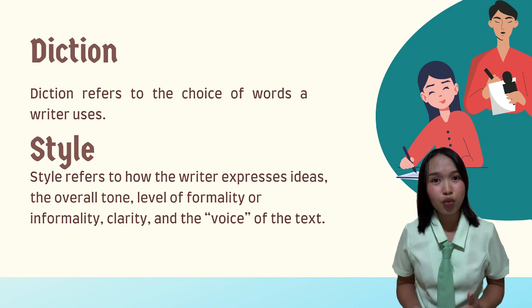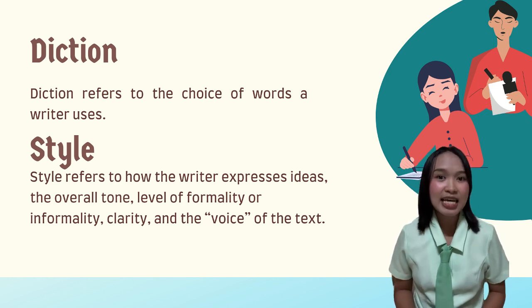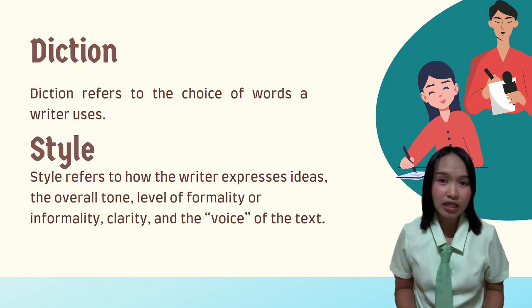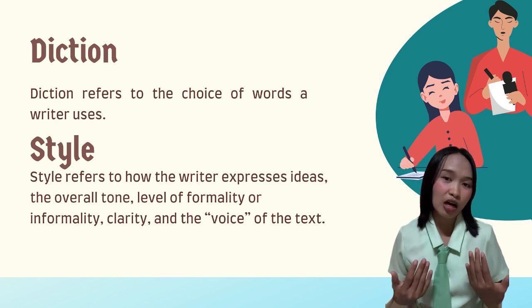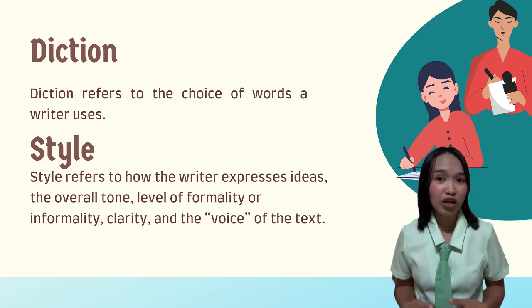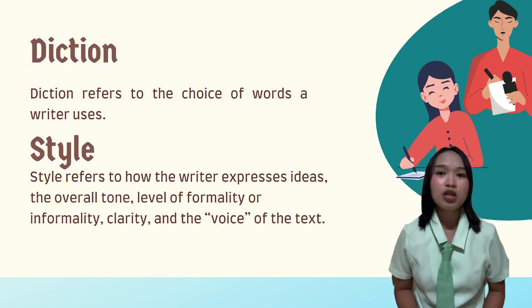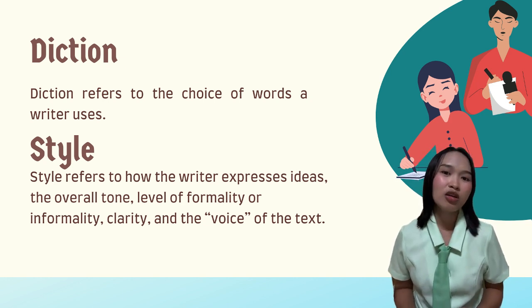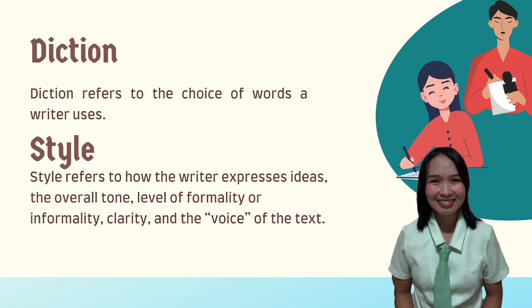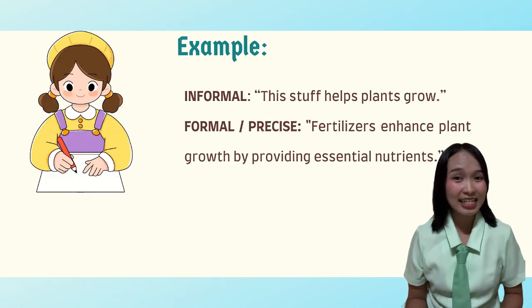Informational texts aim to inform, explain, describe, or instruct. Now, using formal or academic diction rather than slang or overly casual words helps maintain professionalism and clarity, especially when the text is meant for a broad or formal audience. Now, diction also influences tone, whether the text sounds neutral, objective, serious, technical, or friendly, depending on the purpose and the audience. Here is an example of diction and style.